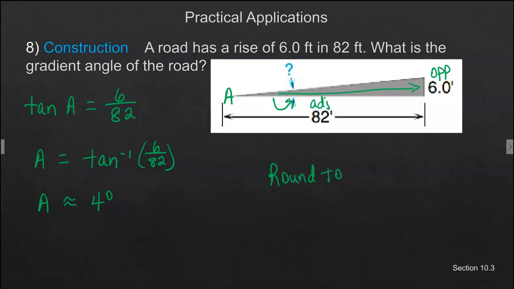I'm going to write this out about the rounding part. Round to the nearest degree because the sides have 2 significant digits.